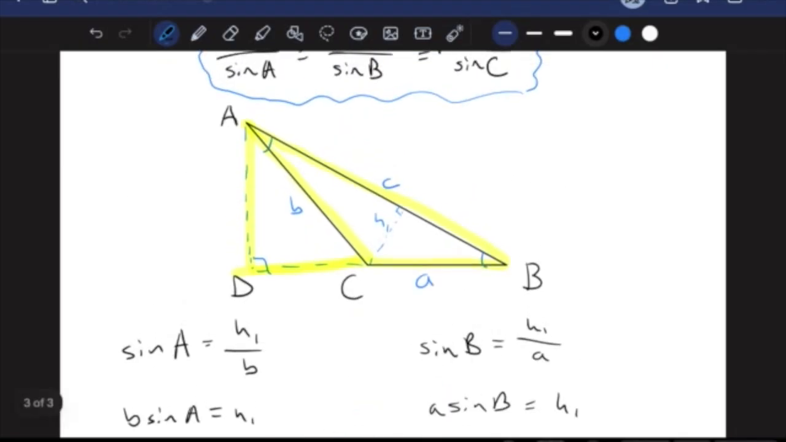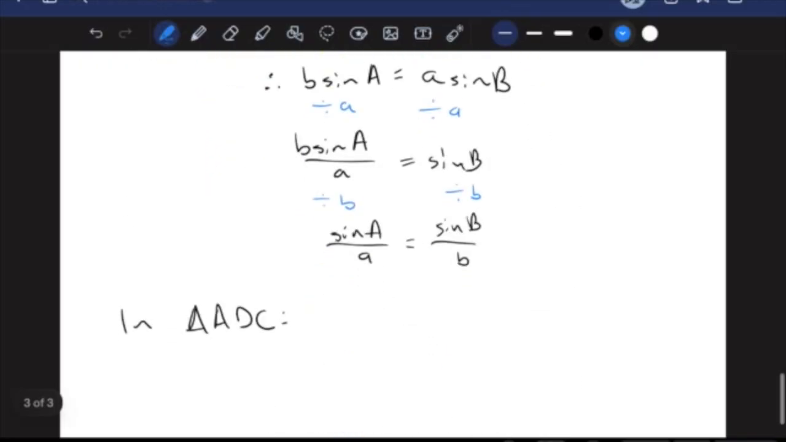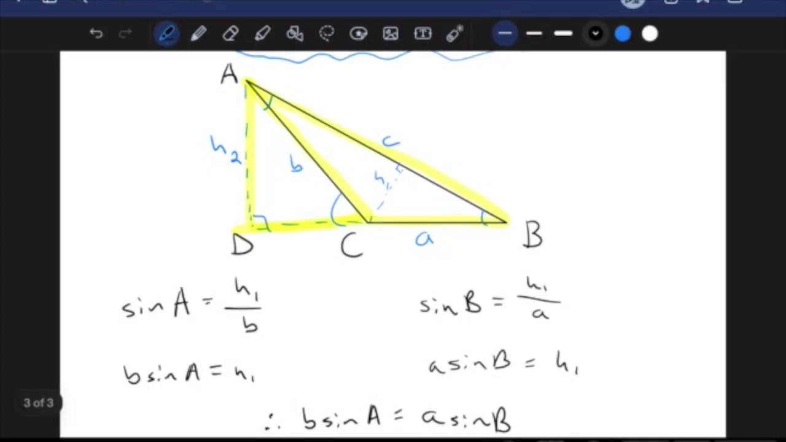Now, I haven't really given this height a name yet. Let's call this extra height that I've drawn H2. Now, I'm going to say that sine of this angle ACD, this one here, equals H2 over B. So I'm going to write that in. Sine of angle ACD equals H2 over B.